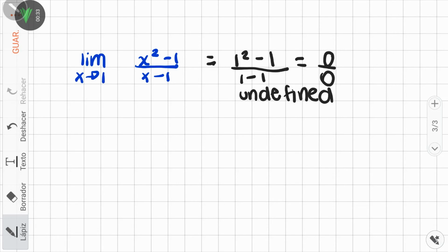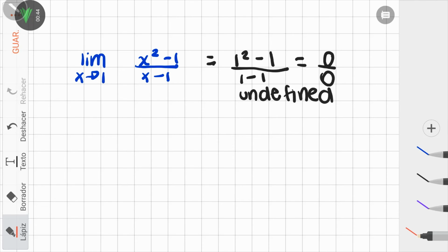So, for answering this limit, you require some strategies. Those strategies will be taught in the next video. However, let me show you a little bit of what you might encounter later. So one of these strategies is factoring.